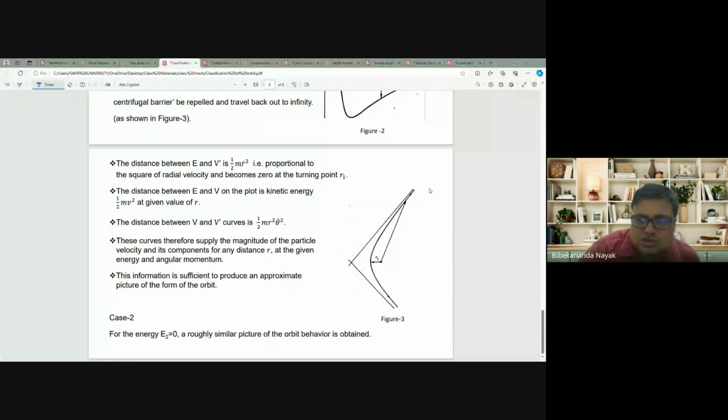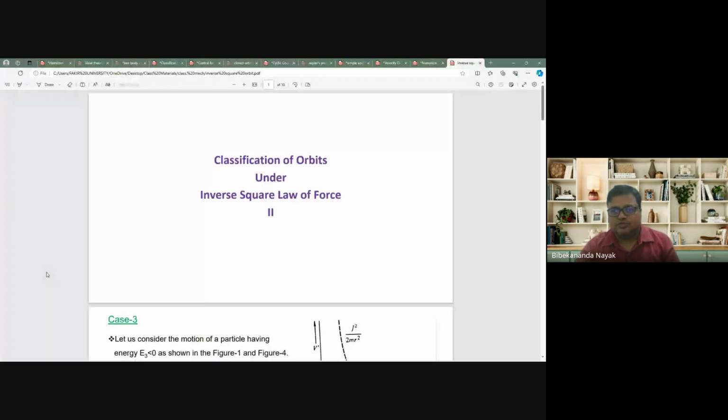Central force motion. Where is the third one? I have written somewhere. For inverse square law orbit. Sorry. Okay, like classification of orbit. Second slide is visible? Hello? Yes, sir.